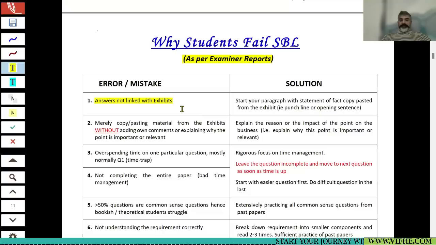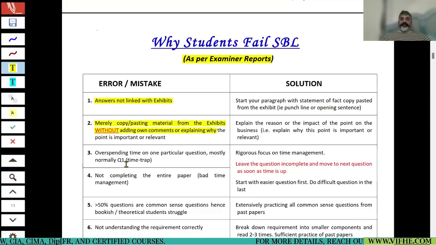So very important. And then students just copy paste the information from the exhibit without adding own comments or explaining the point. Okay. So just copy pasting will not get you any marks. You will have to then explain your point. You can talk about the impact on the business or the reasons. You have to explain in 1 line, 2 lines on your own.